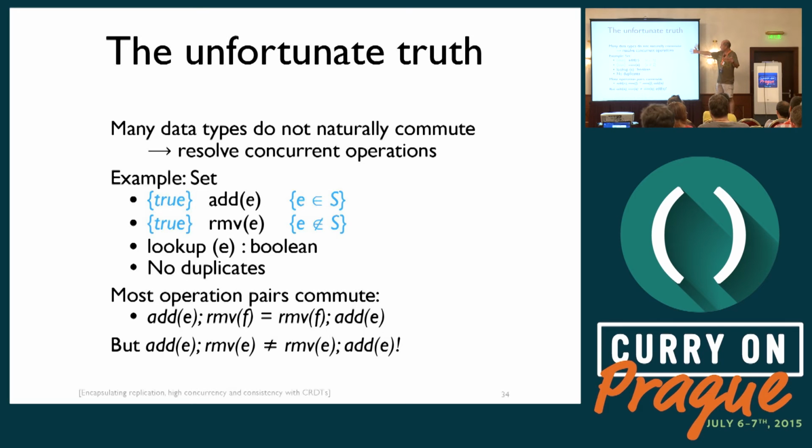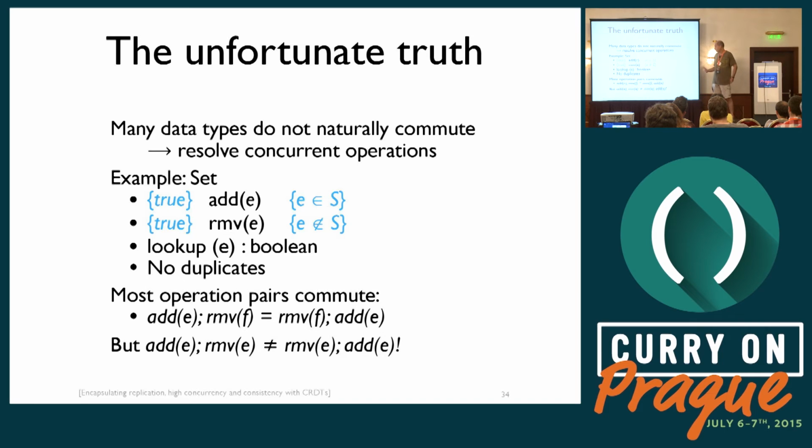So here's an interesting data type, the set. The sequential specification of the set says that whatever the initial state, if I add E, then E is in the set. Whatever the initial state, if I remove E, E is not in the set anymore. There are no duplicates. Most operation pairs commute. You can do the exercise. It's easy. Add E with remove F. Add F with remove E. Add with add, etc. All this works. So I don't need to worry about them.